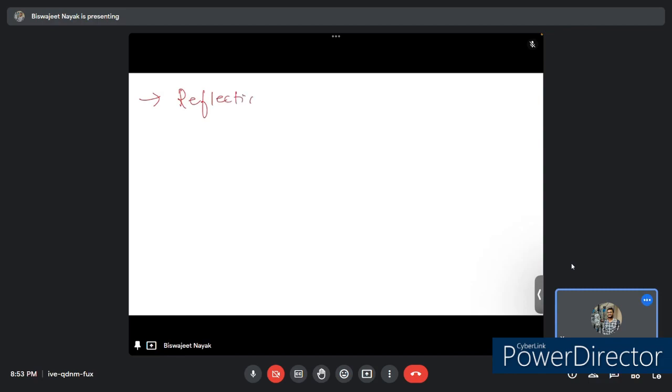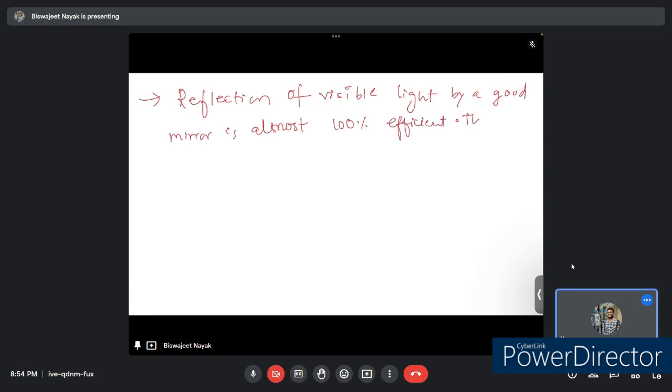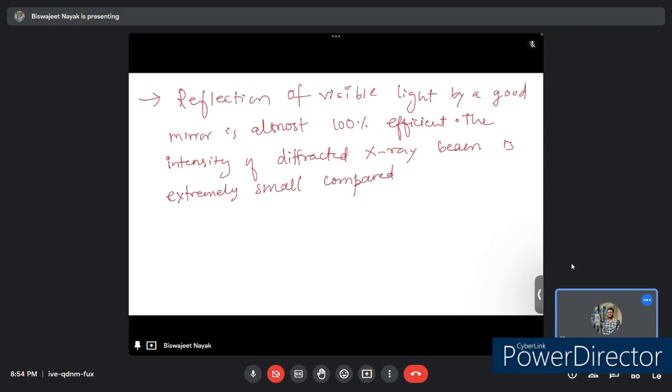So the reflection of visible light by a good mirror is almost 100% efficient, while the intensity of the diffracted X-ray beam is extremely small compared to that of the incident beam.